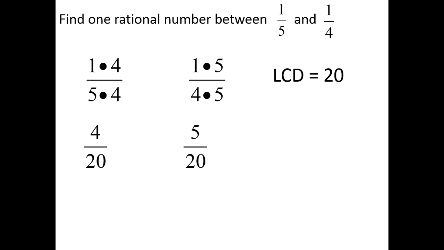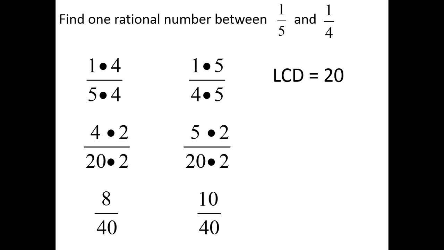Right now we have 20ths. What if we break these into 40ths by multiplying numerator and denominator of each fraction by 2? Now we're comparing 8/40ths and 10/40ths. And it's easy to see something that's in between those two. 9/40ths would have to be in between 8/40ths and 10/40ths.